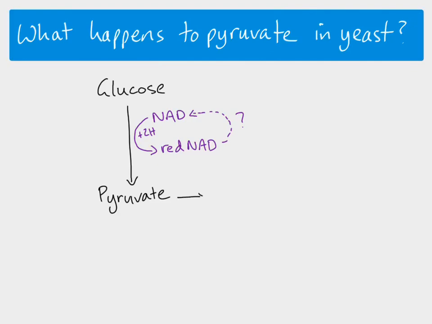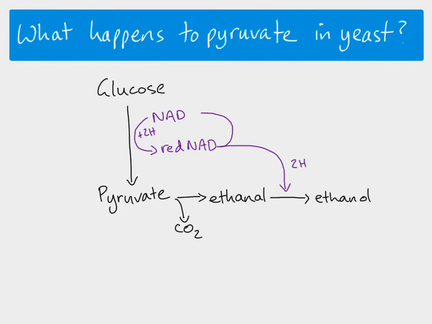And in yeast, what happens is, first of all, the pyruvate is turned into ethanal. That releases carbon dioxide. But then we've got another stage. The ethanal is turned into ethanol, so it's an alcohol. And that is where we end up oxidizing our NAD. So this stage here is where the hydrogens from our reduced NAD are added, which then regenerates NAD. This reaction here is also catalyzed by a dehydrogenase enzyme, but this time it's alcohol dehydrogenase.